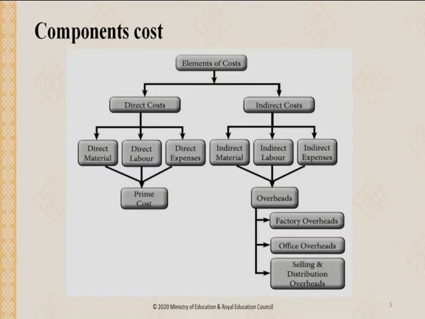I have already covered these, yet for your reminder. Factory overheads are the overheads which are related with the production of goods and services. Then we have office and administrative overheads, which are related with general administrative purposes, such as formulating the plans, planning and controlling, and motivating the employees and so on.